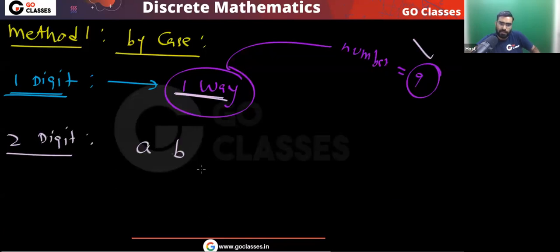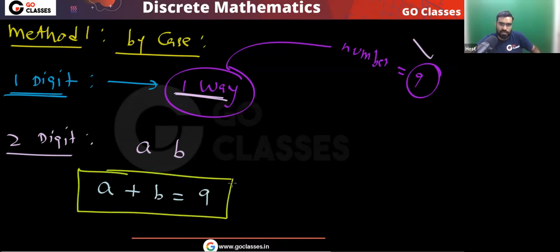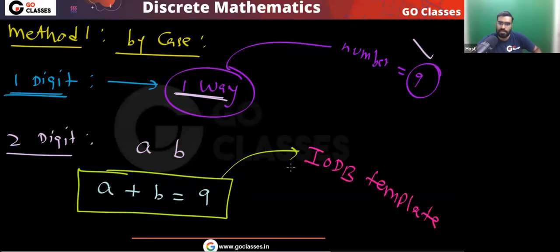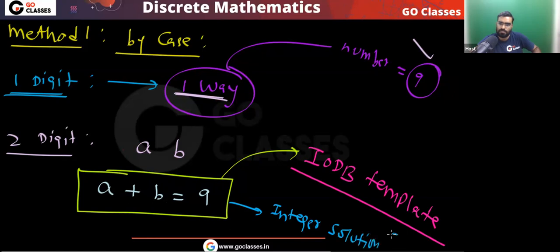2 digit AB. What I want? I want A plus B equal to 9. Which template is this? A plus B equal to 9. Isn't it IODB? This is your IODB template. The summation should be equal to 9. This is your no negative integer solution equation.